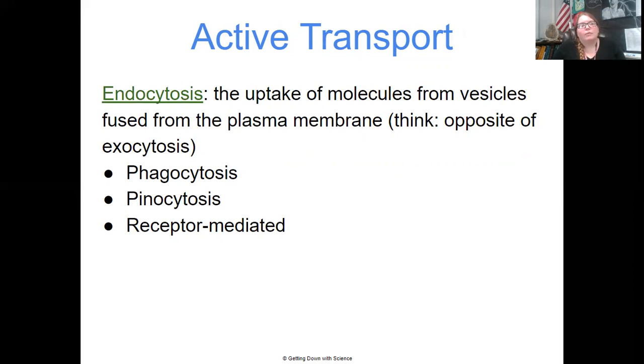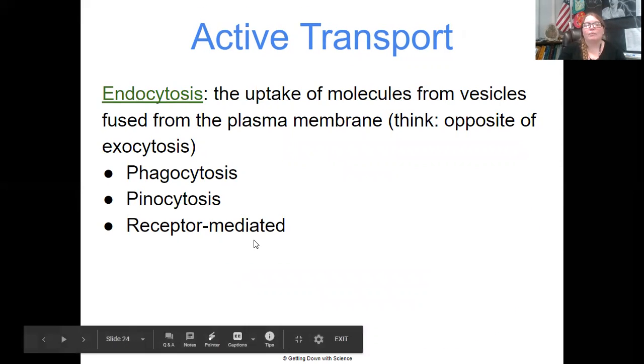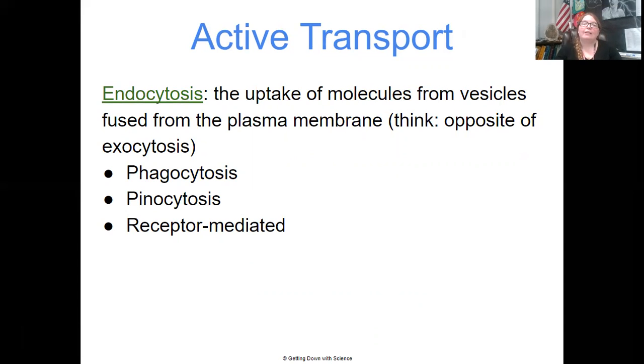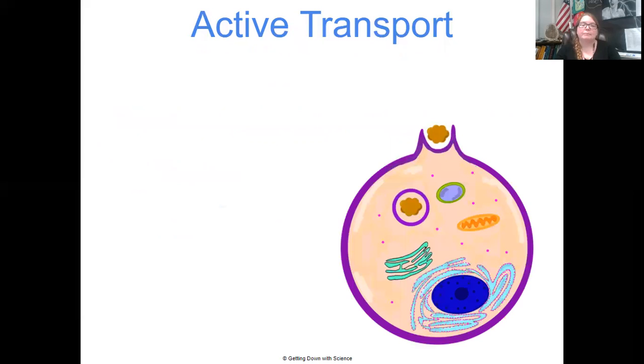Anyway, but it really is fat kid cytosis. And pinocytosis is like pina colada cytosis. It's cell drinking. And then there's also something called receptor mediated endocytosis. This is going to be like what your immune system does.